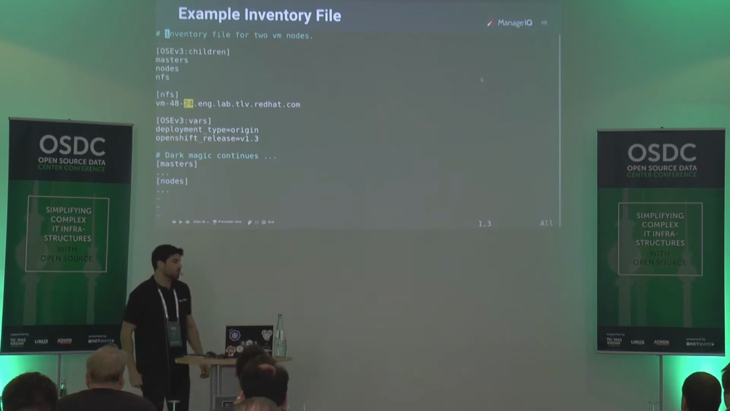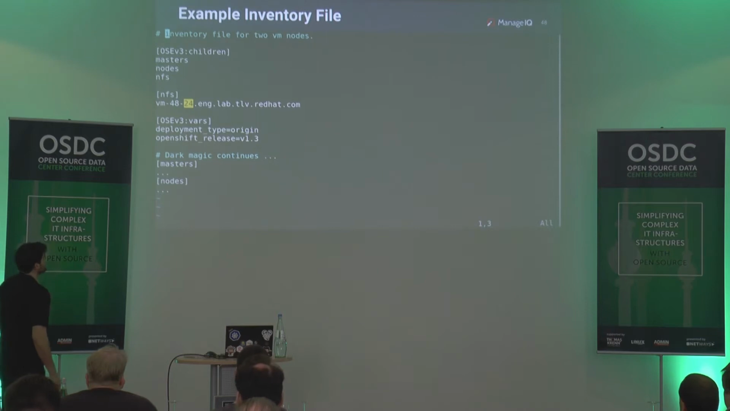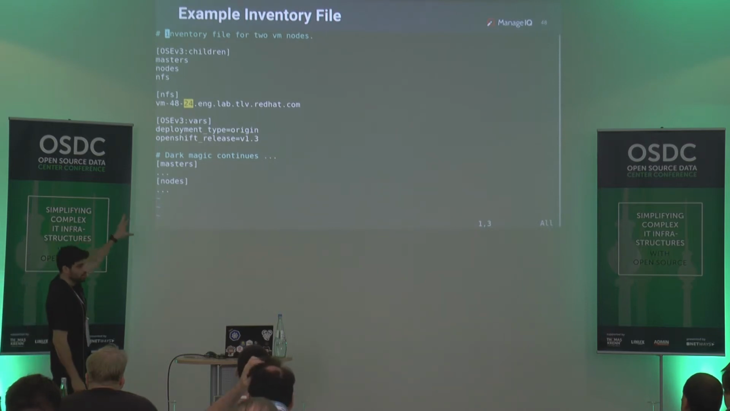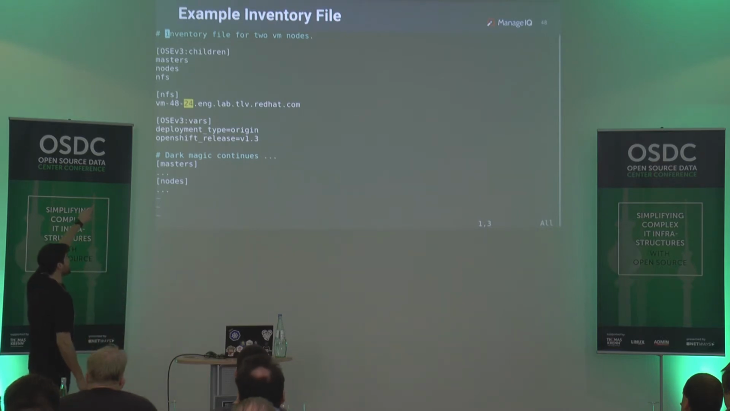An example of inventory files. So at the top, you can see the three groups that we have. This is a one master, one node kind of cluster. So very simple one. You can see that we have two variables here, the deployment type and the release. But the interesting part is at the NFS group. So you can see the actual host there.